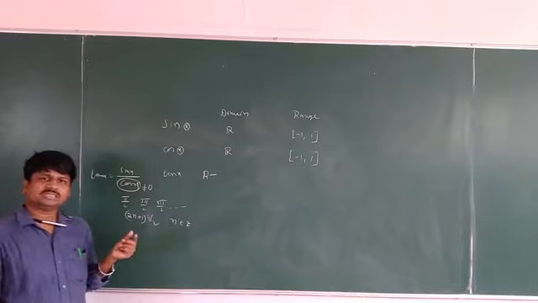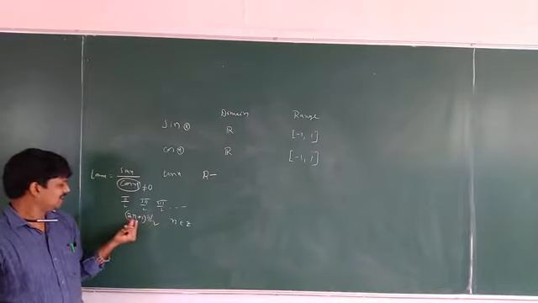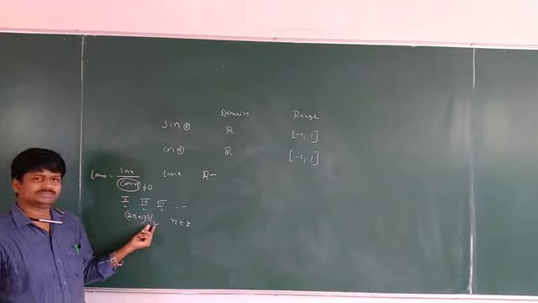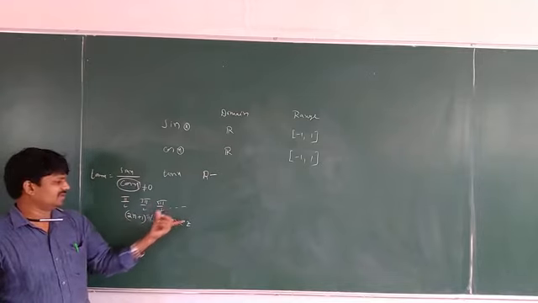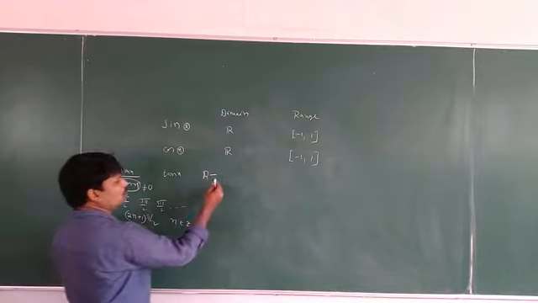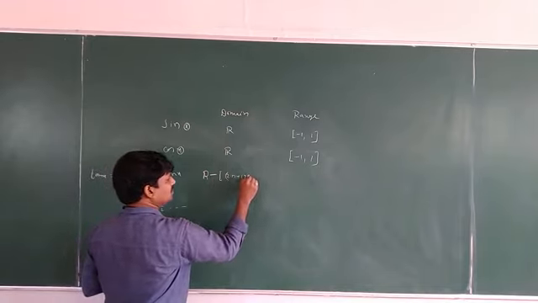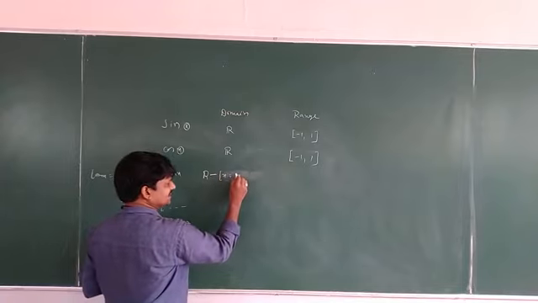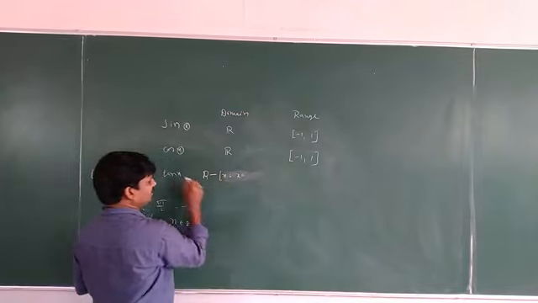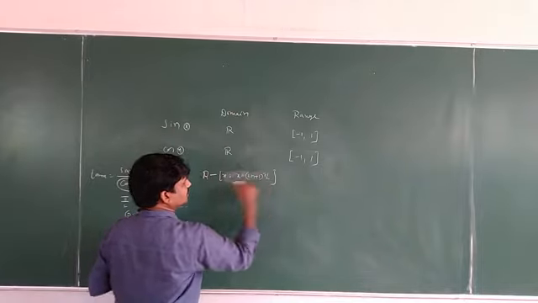Take n value 0: 1 into pi by 2, that is pi by 2. Take n value 1: 2 plus 1, 3, so 3 pi by 2. Next n value 2: 4 plus 1, 5, so 5 pi by 2. These are the values. That means from R, you have to remove 2n plus 1 into pi by 2. So x value is equal to 2n plus 1 into pi by 2.